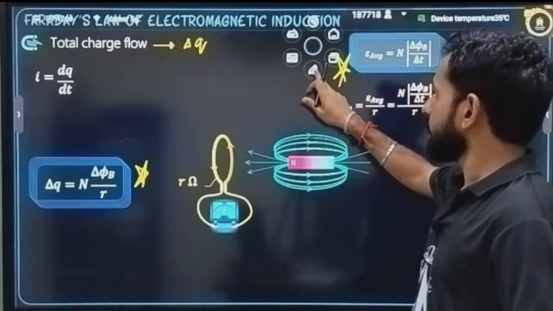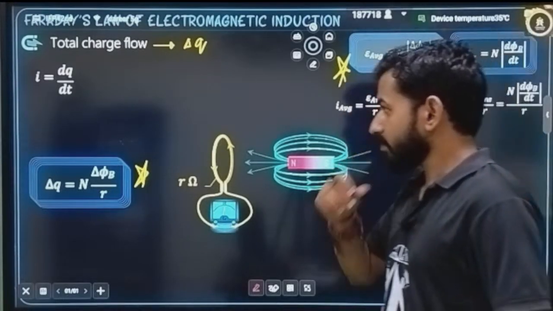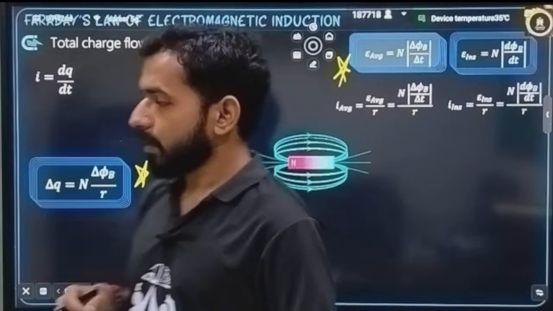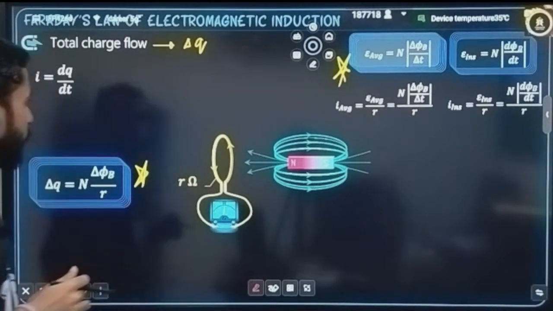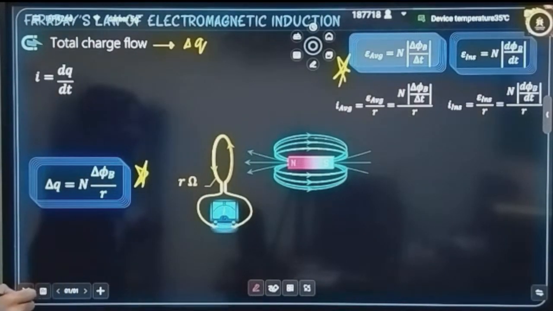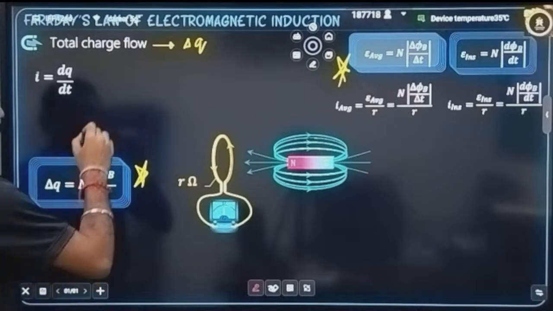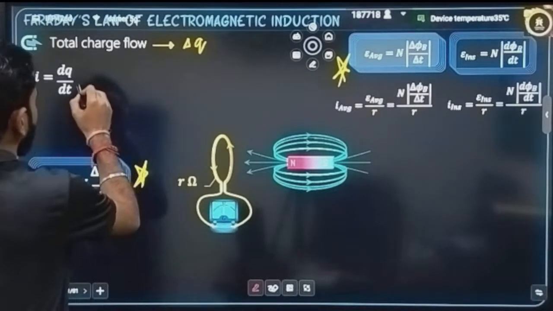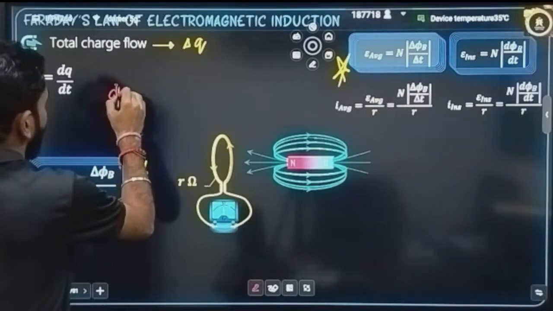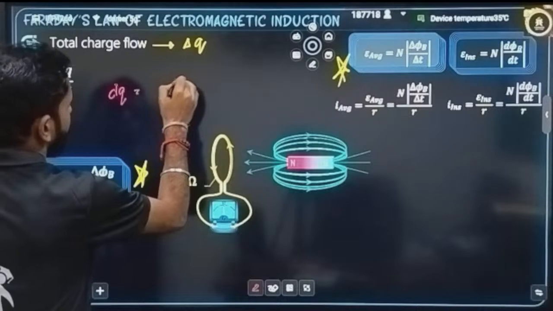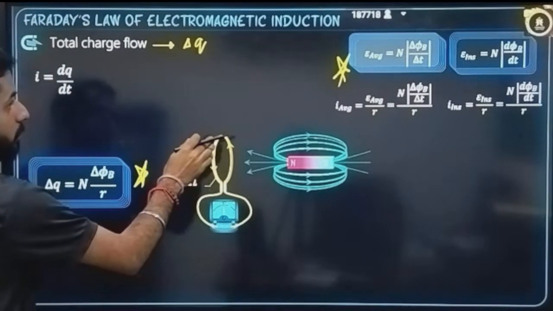One more very important thing that I will tell you. What is current? Current is equal to delta q by delta t. So if you have to write dq, how will you write it?